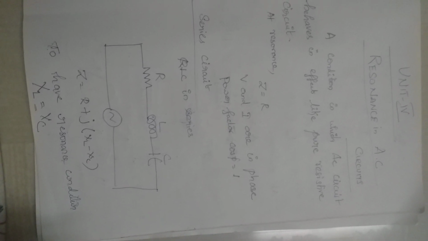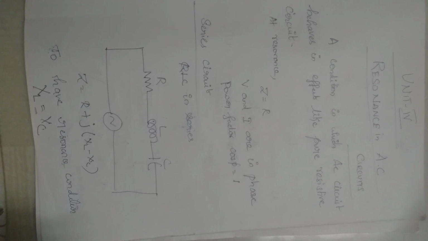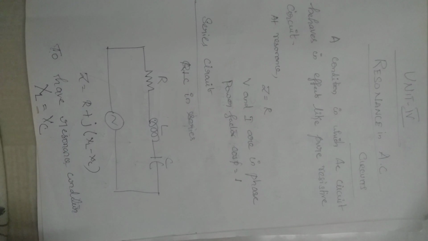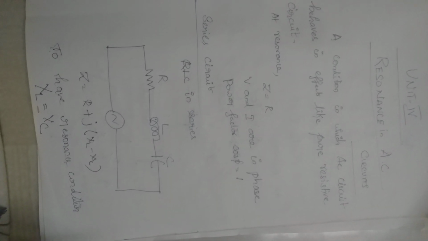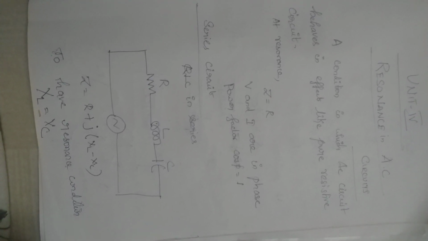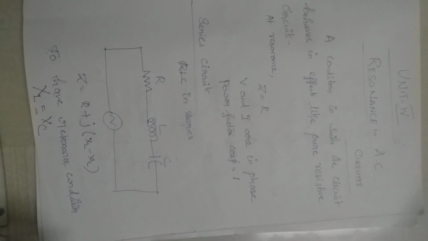So at resonance condition, Z will be equal to R. If it is equal to R, voltage and current will be in phase with each other. So power factor cos phi will be unity. We will have two types of resonance, series resonance and parallel resonance. First condition, series circuit.